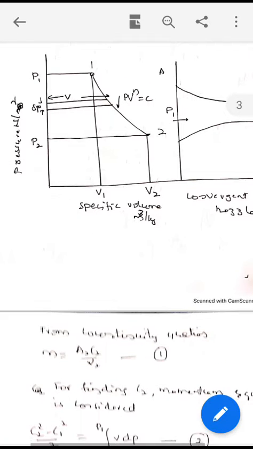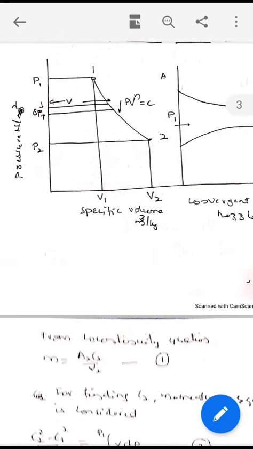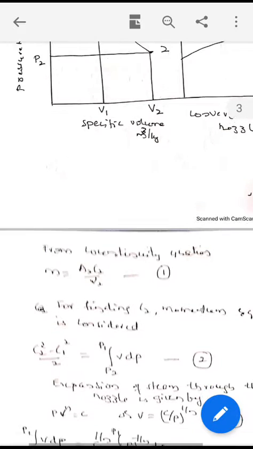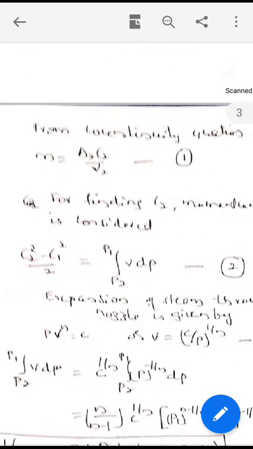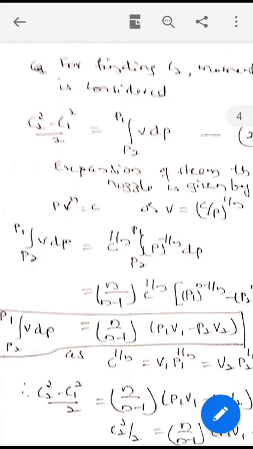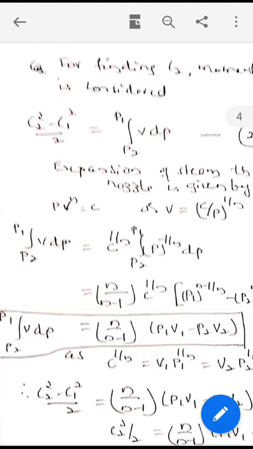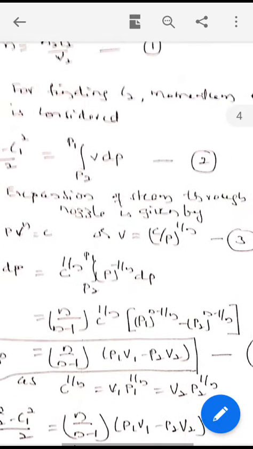Now we know that the expansion work done in the nozzle is converted into kinetic energy. So (C2 square minus C1 square) by 2 equals the integration of V dP from P2 to P1, which is the expansion work. The expansion of the steam follows the law PV raised to n equal to constant, or V equal to C by P raised to 1 by n.